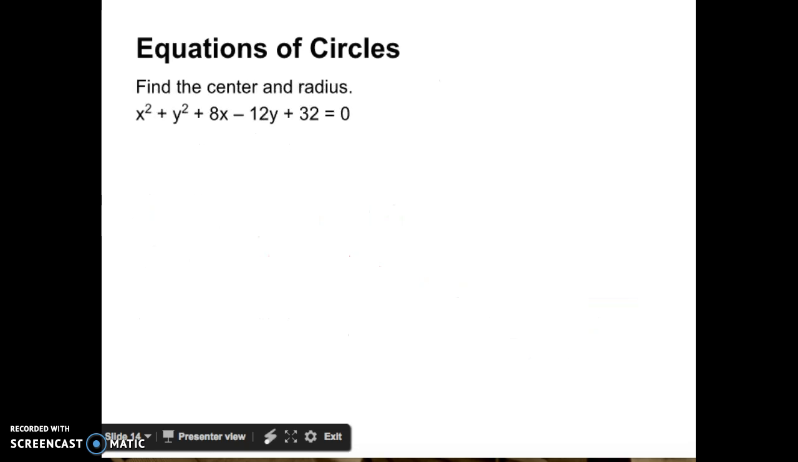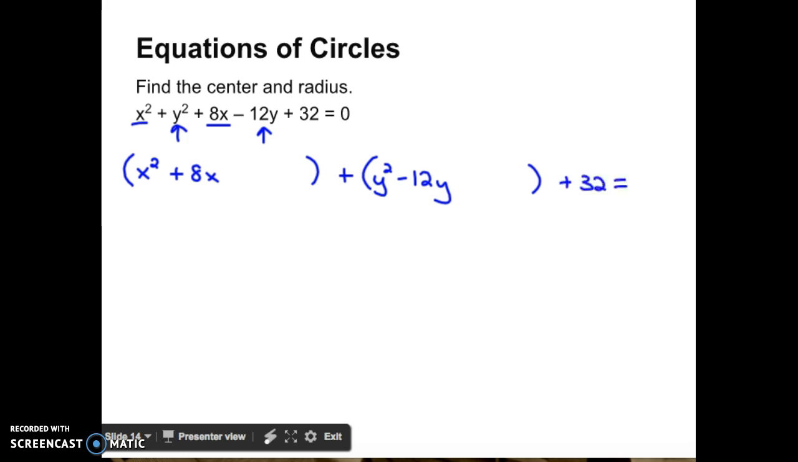Okay, so same thing. So again, I'm going to go ahead and pair up my x's, pair up my y's, leave the number on the outside. So I have an x squared and an 8x, so x squared plus 8x. So I'm going to pair those up and leave a little bit of space. I have a y squared and a minus 12y. So again, I'm going to pair those up, leave a little bit of space. And then I have a plus 32 and the equals 0.